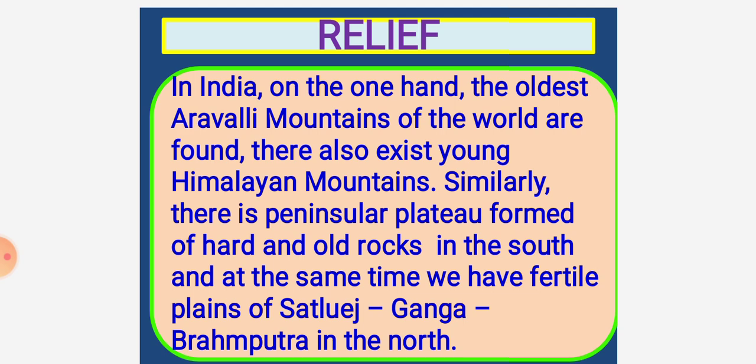Similarly, there is a peninsular plateau formed of hardened old rocks in the south. At the same time, we have fertile plains of Satluj, Ganga, Brahmaputra in the north. So, due to change in this relief, the lifestyle and the occupation of the people also have variety. In the north, where there is fertile land, people have more taste in the occupation of agriculture, farming and all that.